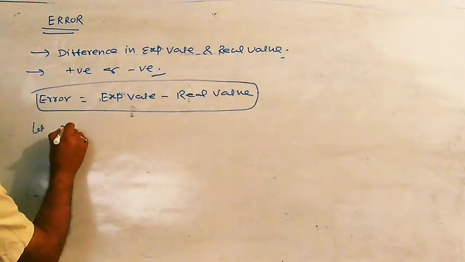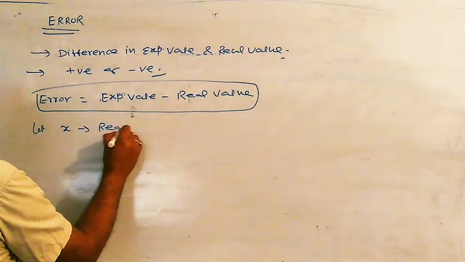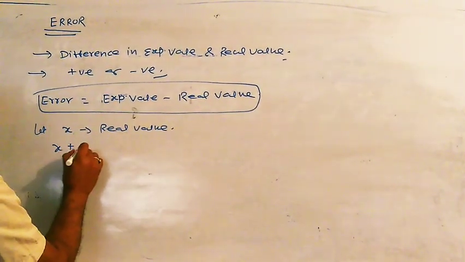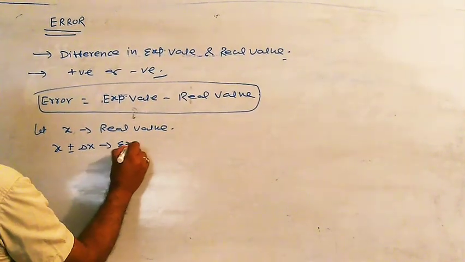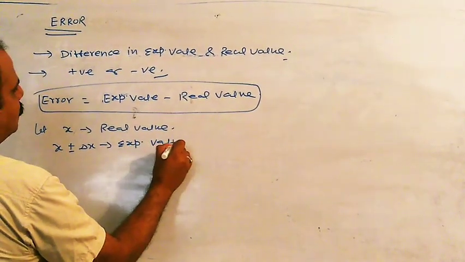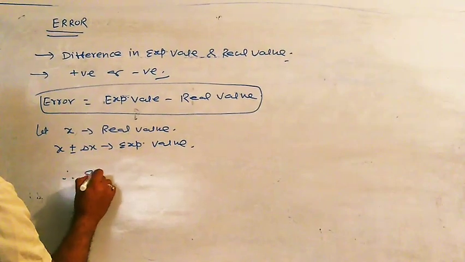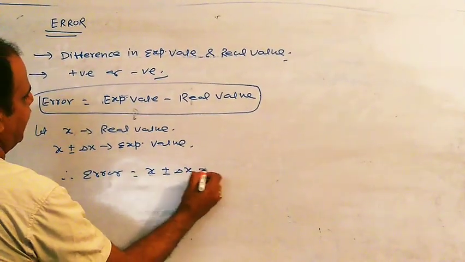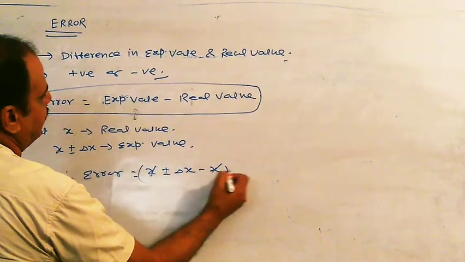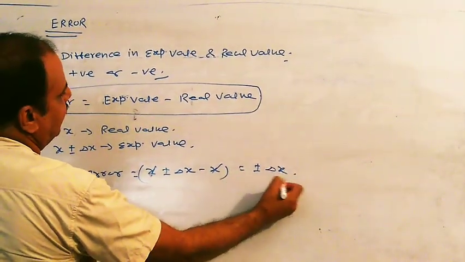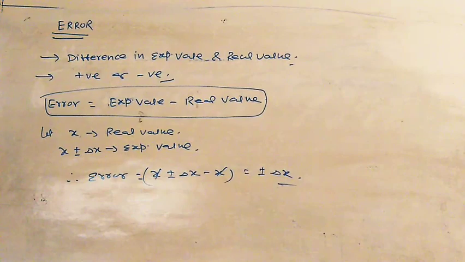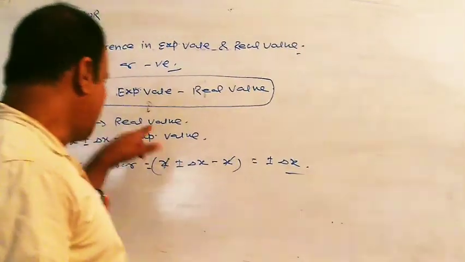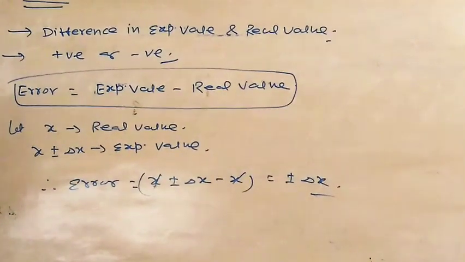Let x be the real value, and x plus minus delta x the experimental value. Therefore, error is x plus minus delta x minus x, that is plus minus delta x. This is error. It may be positive or negative, that depends on experimental value and real value.